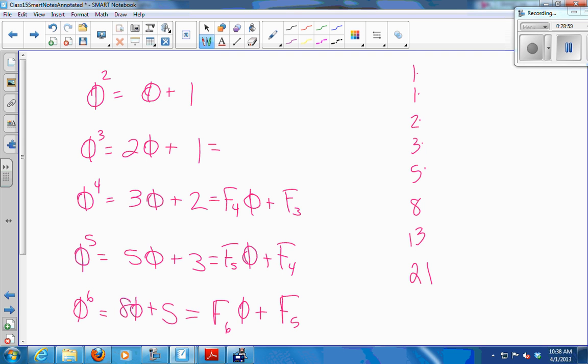And then 2 phi plus 1. Well, I'm going to replace the 2 with F3, because F3 is 2. They're the same value. So F3 times phi plus, could be F1 or F2, because 1 is F1 and F2. But if I follow this pattern, F6 phi plus F5, F5 phi plus F4, F4 phi plus F3, this should be F2, right? If it follows the pattern from below. And then the first one would be F2 phi plus F1.